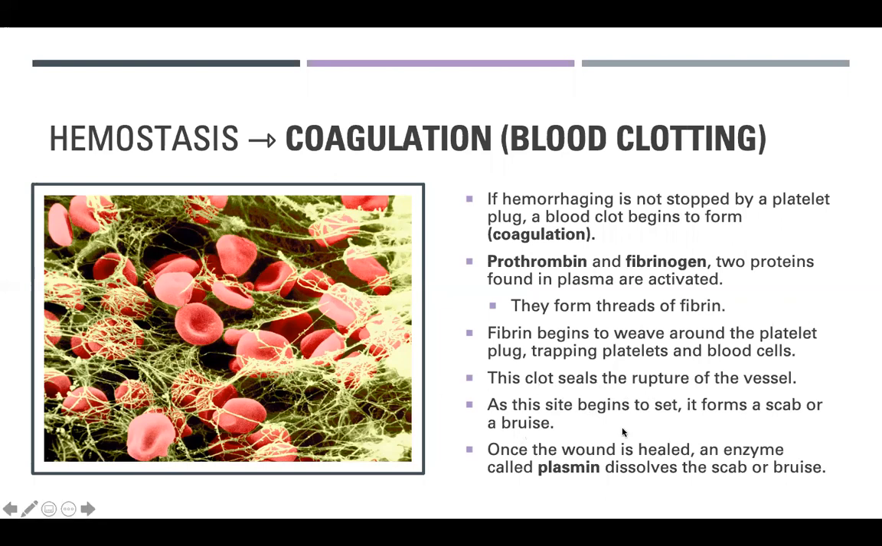If you've ever had a cut on your hand or your arm, you notice a scab starts to form after bleeding has stopped. That's the cap on the ruptured vessel. That's also going to happen when you have a bruise. Your bruise isn't continuously spreading from the site of impact. It slows down and it stops. After the healing process, an enzyme called plasmin is going to dissolve the scab or the bruise and take that away.